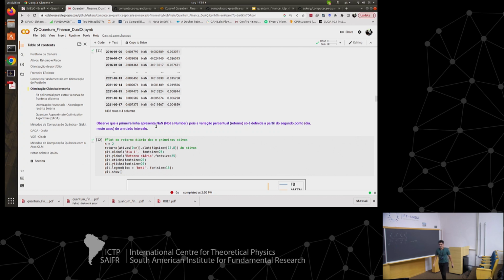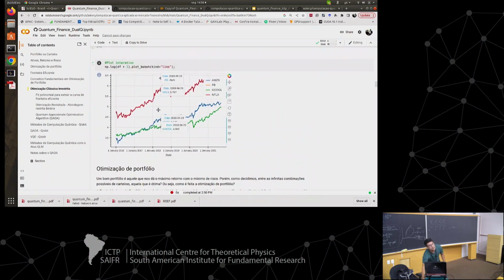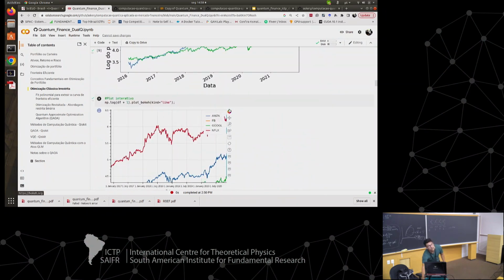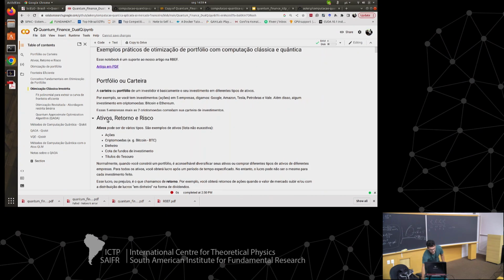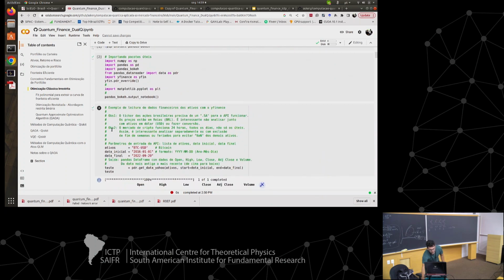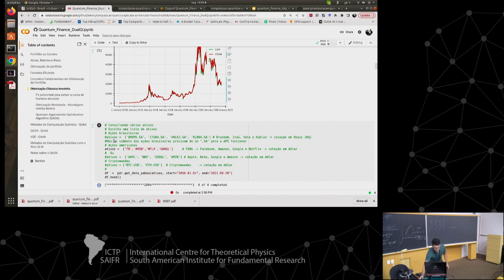More questions? Yeah? A little bit off topic. We use Yahoo as the data source. Yahoo is not very precise for considering stocks; they take into account splits and dividends and so on. Is there a good data source you recommend for the Bovespa, the Brazilian market?